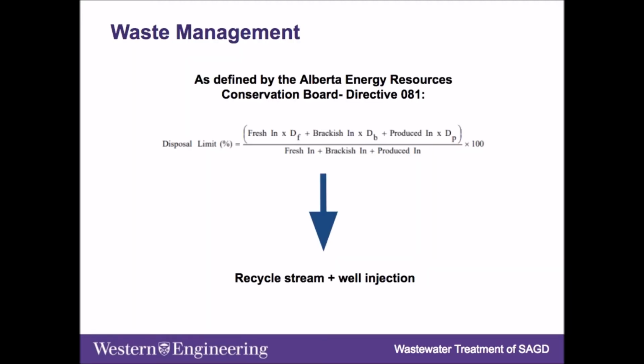An important factor to consider for this plant's design is waste management. Waste management at an SAGD facility is defined by the Alberta Energy Resources Conservation Board Directive 81. It includes managing the water balance of the whole plant. So when considering the waste management of our plant specifically, we have to look at the SAGD facility as a whole. Our answer is really that we need a small recycle stream sent back to the beginning of our plant. The remaining waste will be disposed of using deep well injection.